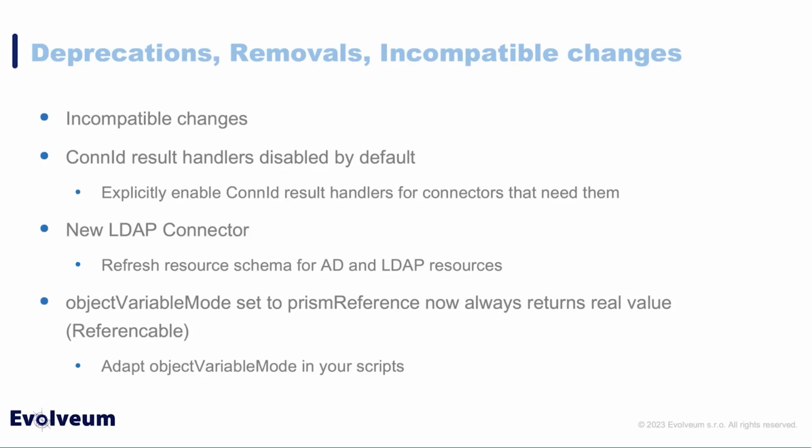Scripts using the object variable mode set to prism reference should be provided with the real value of the reference. However, in some cases, they weren't provided with the real value, but with the prism reference value instead. This was fixed, and now the real value is always provided. So you will need to check your scripts, and if you use the object variable mode property, adapt them accordingly. For the full list of deprecations, removals, and incompatible changes, please also see the release notes related to MidPoint 4.7.